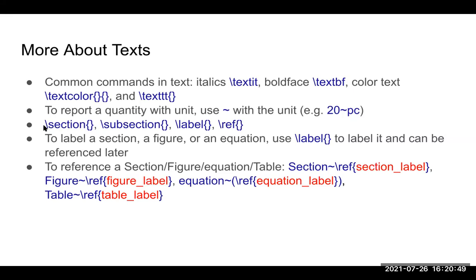There are also some higher-level commands. If you want to add a section, you use backslash section, and we can also add a subsection. Label and ref: label marks a section or even an equation, figure, or table, as I'll demonstrate later, and you can reference back with the ref command. The typical usage is backslash ref with the label you created, similarly for figure, equation, and table. For equations, we typically use parentheses and a lowercase reference, which is slightly different from figure, table, and section.